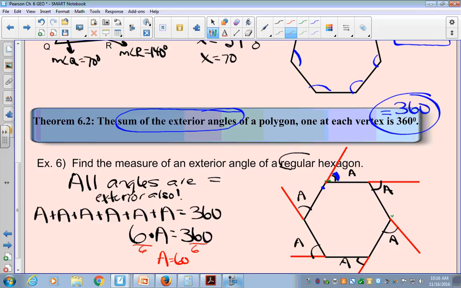Now here's a fun thing to think about. If A is 60 degrees, what is my interior angle? What do you think, Nick? 120. Oh, isn't that fun? Good times, guys. Good times.